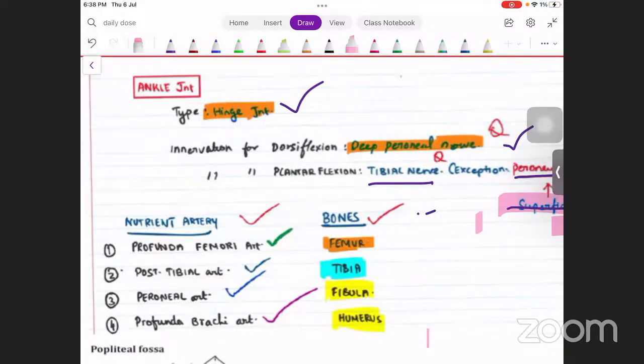Yes. Okay, now the next one is your important nutrient arteries. Profunda femoris artery is the nutrient artery for your femur, and posterior tibial artery is a nutrient artery for your tibia. Peroneal artery is a nutrient artery for the fibula, and profunda brachii artery is a nutrient artery for your humerus.